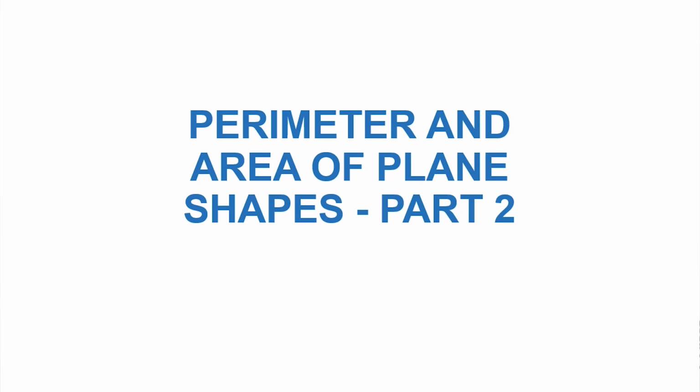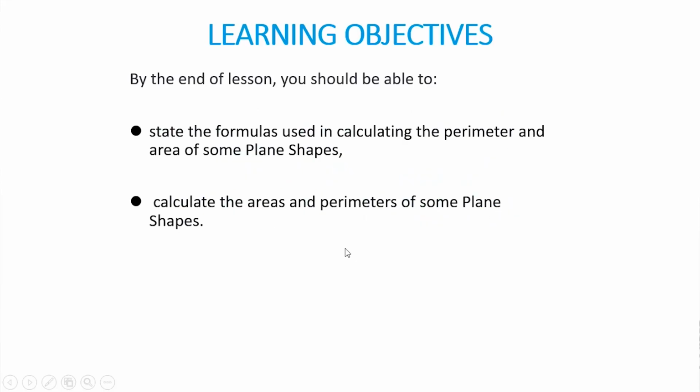so our objective for today's class, number one, by the end of the lesson, you should be able to state the formulas used in calculating the perimeter and area of plane shapes, okay? We have talked about what plane shapes are. Plane shapes are two-dimensional shapes, okay? All right, so you should also be able to calculate the areas and perimeters of some plane shapes, all right?